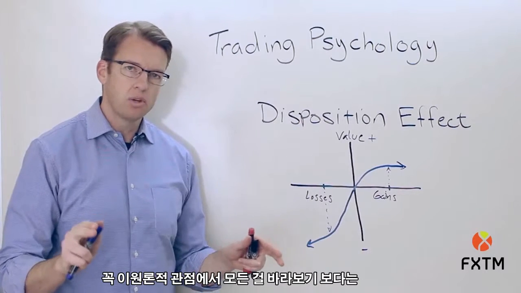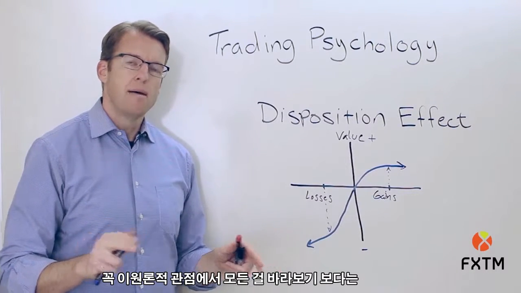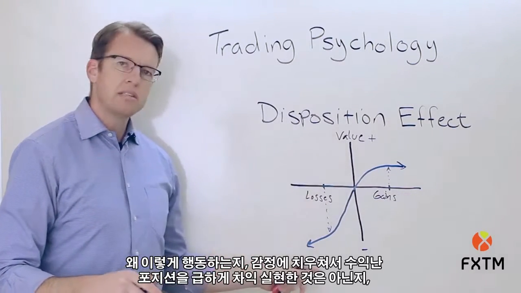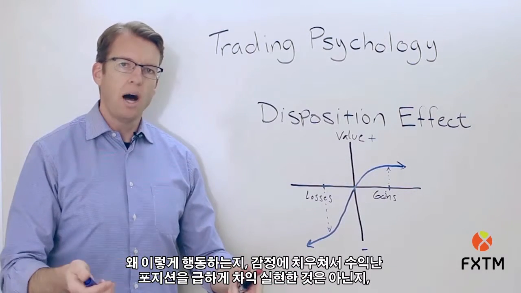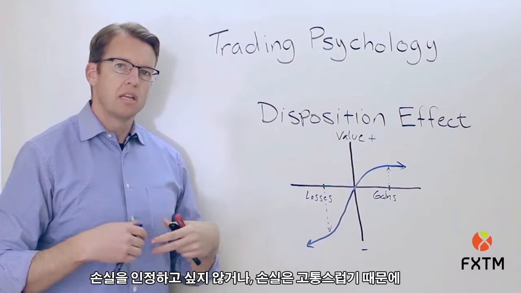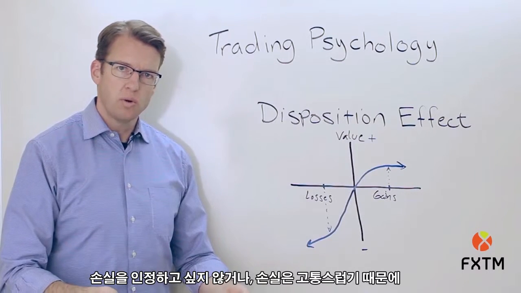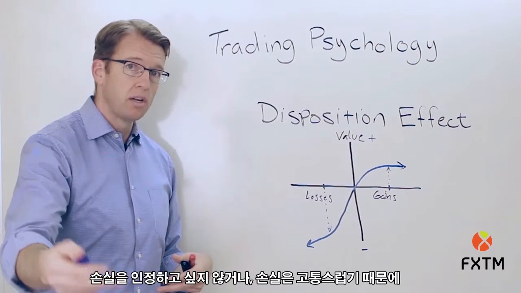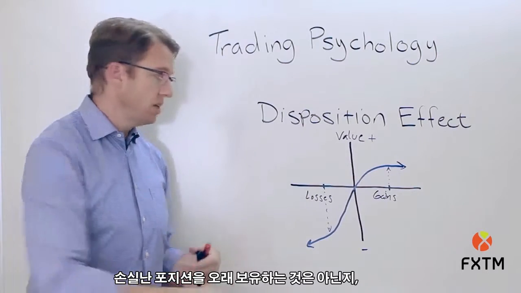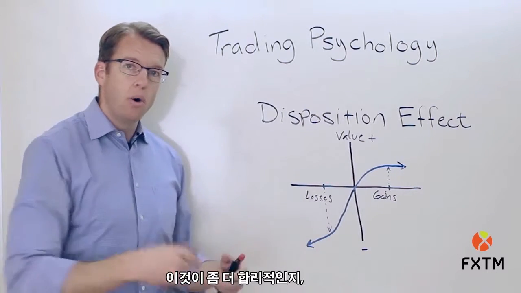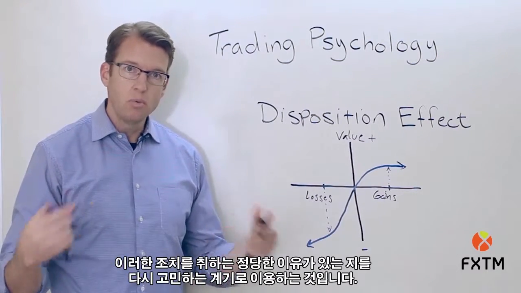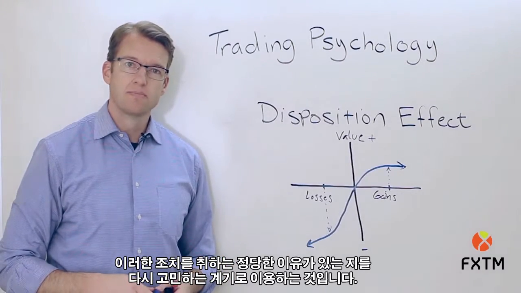Not necessarily that we have to look at everything from a binary perspective, but rather that we use this as a reason to readdress why we might be doing something. Is this an emotionally driven decision to cut this winner off, or to let this loser run and run and run because I don't want to recognize it because it will cause me too much pain? Or is this more rational? Is there a legitimate reason why I would want to take these actions?